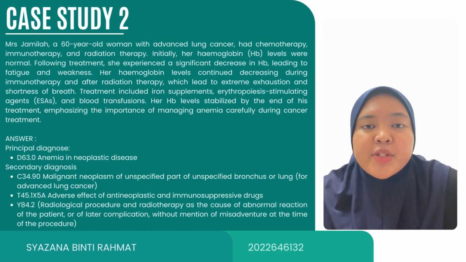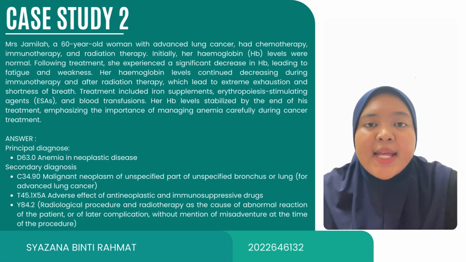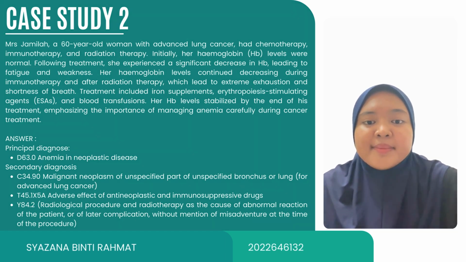In the case study of Mrs. Jamila, a 60-year-old female with advanced lung cancer who developed anemia due to her treatments, the primary code D63.0 for anemia associated with cancer, which is the main condition being treated, is sequenced first according to the guideline in ICD-10-CM, followed by the secondary code C34.90 for the underlying condition of advanced lung cancer. Additional codes T45.1x5A for adverse effects of chemotherapy and immunotherapy, and a code from category Y84.2 for adverse effects of radiation therapy were added because of the adverse effect of radiation therapy on her hemoglobin levels decreasing.